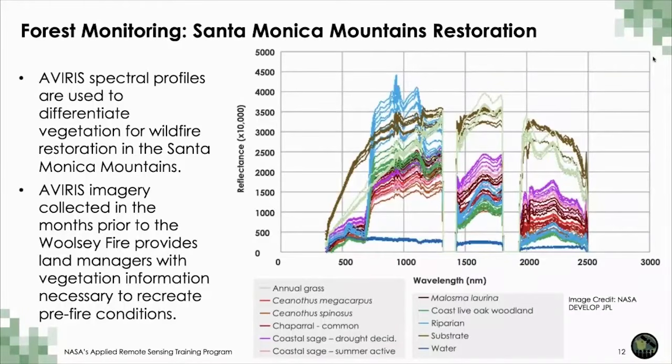So here you can see the spectral reflectance profiles from various species within the region. Using AVIRIS flights, the team was able to differentiate vegetation prior to the Woolsey fire in order to inform managers of the types of species to use for post-fire restoration activities. These spectral profiles were used in a land cover classification map of the region prior to the fire.